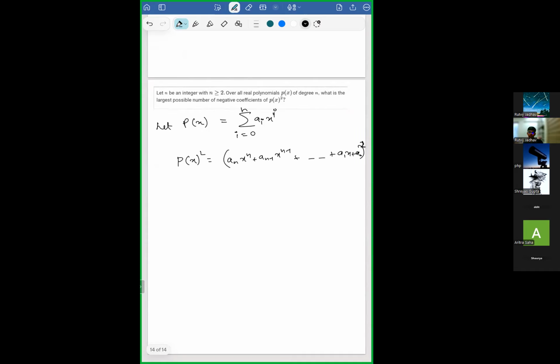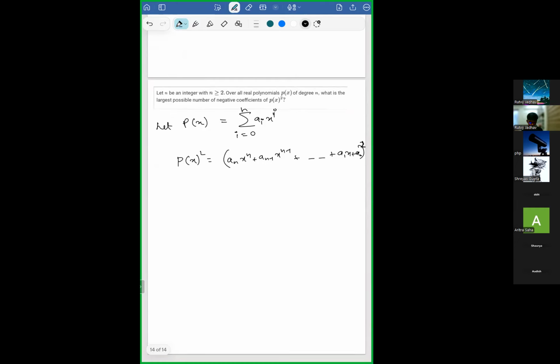Now, could you tell me which are the coefficients which, regardless of which polynomial we choose, will always be positive in the square of p of x? Leading and the last one. Yeah, that's right. The leading coefficient and the last coefficient. Because after the square, the coefficient of x raised to 2n would be a n square, and the constant term would remain to be a naught square. These are clearly positive because we are given that it's a real polynomial.